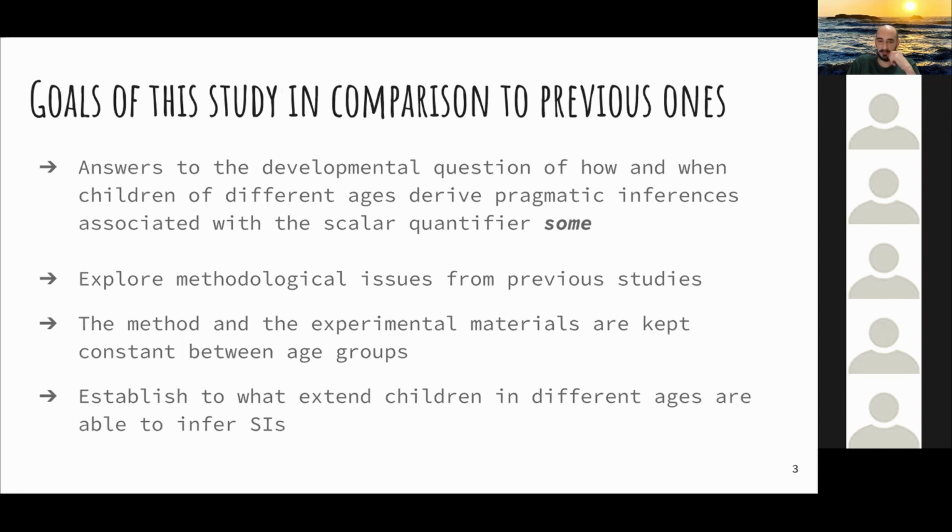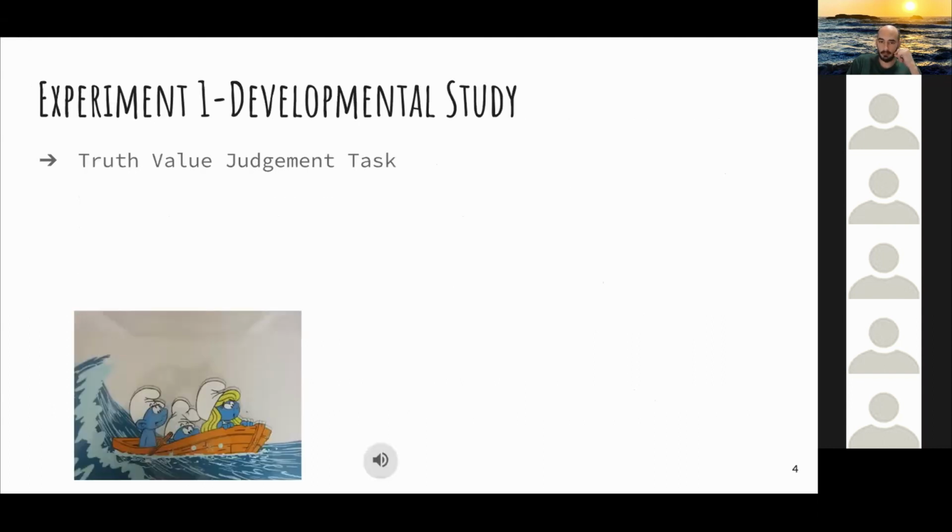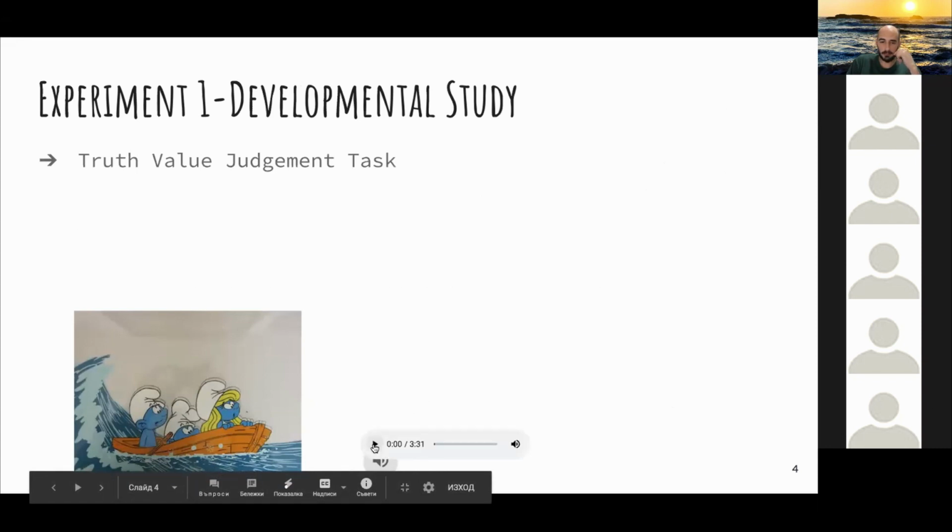Comparing it with the methodological issues of the previous studies, they keep the methods in these experiments the same between all age groups. And the main point is to establish to what extent children of different ages are able to infer scalar implicatures, because the results from previous studies show that children from the age of 6 are adult-like in deriving the scalar implicature. The child we saw is not more than 3 or 4 years old, and we saw how they react. So I'm gonna play the first experiment that Eva is presenting.